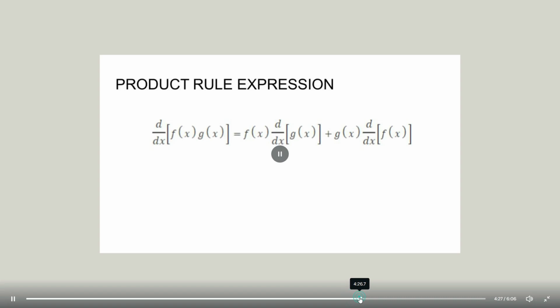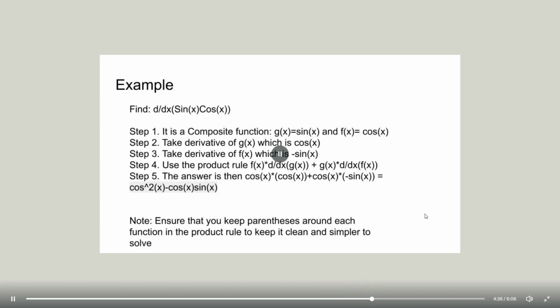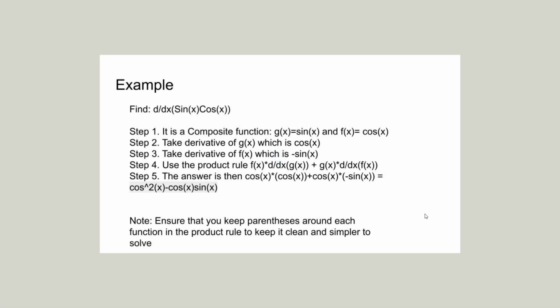In our example, we want to find the derivative of sine x times cosine x. This is a composite function. We know that g of x is the sine of x and f of x is the cosine of x. So we go to step 2 and take the derivative of g of x: the derivative of sine of x is cosine of x. Then we find the derivative of f of x: the derivative of cosine of x is negative sine of x.